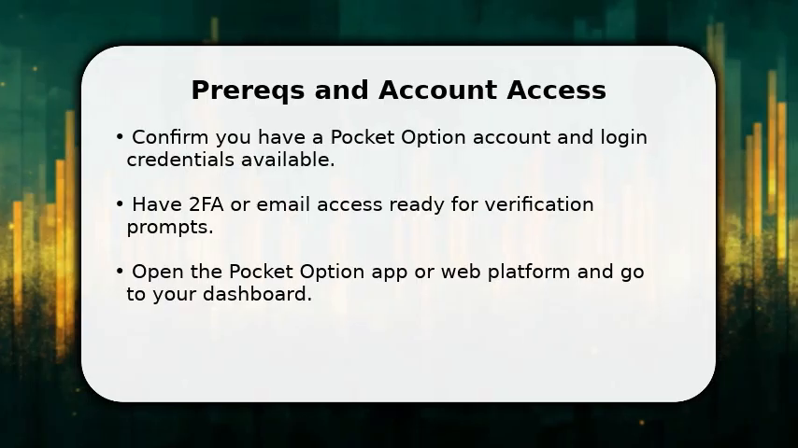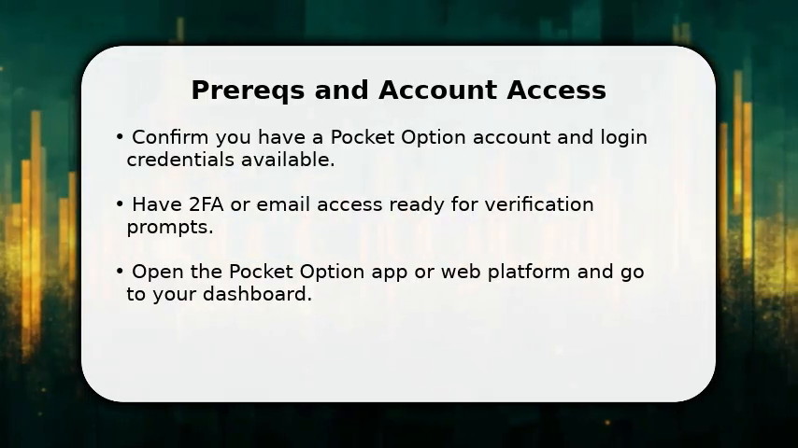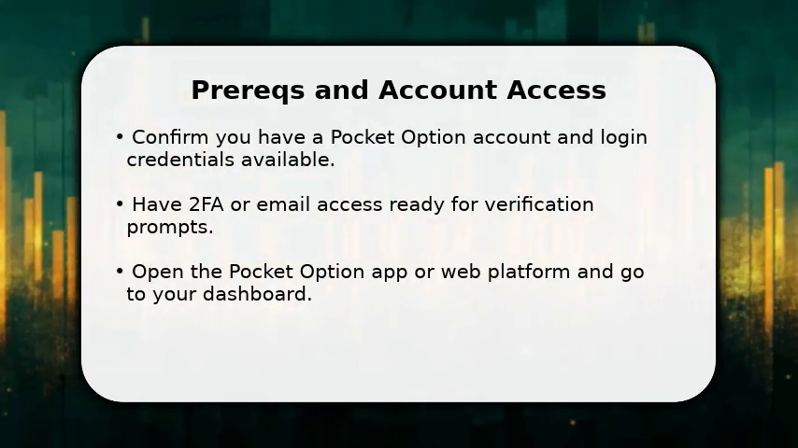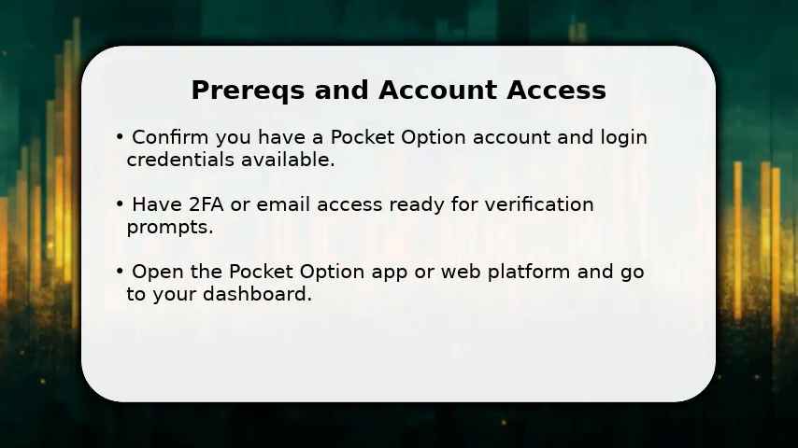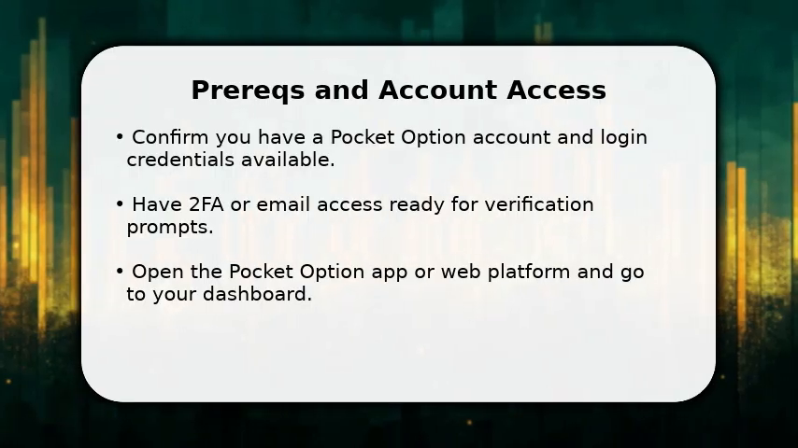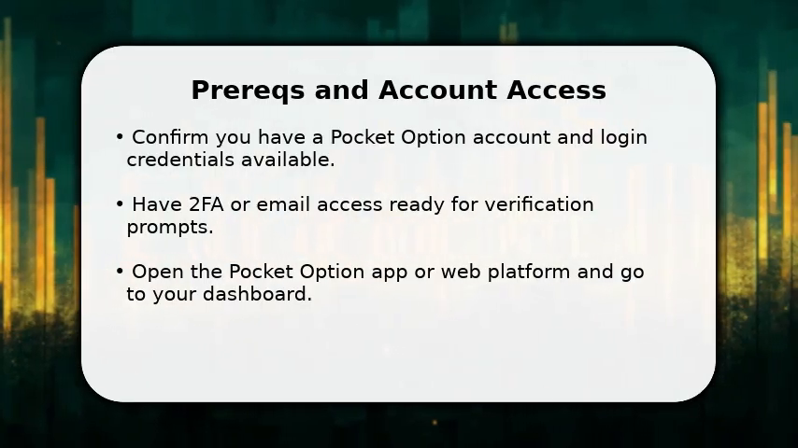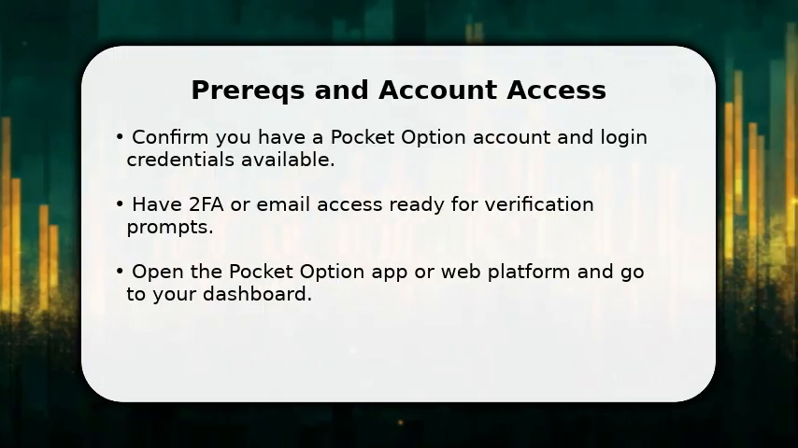You start by confirming access. Log into Pocket Option on web or mobile and make sure two-factor or email verification is ready. Once logged in, navigate to your dashboard so you're on the main account screen. This avoids wasting time hunting menus.